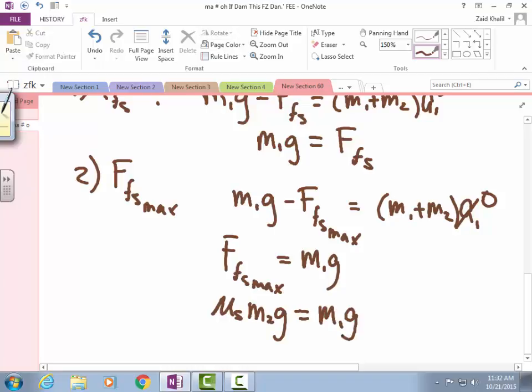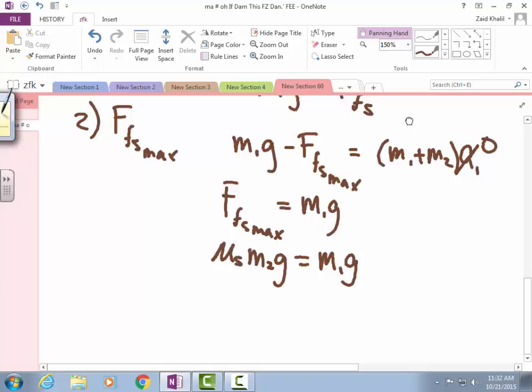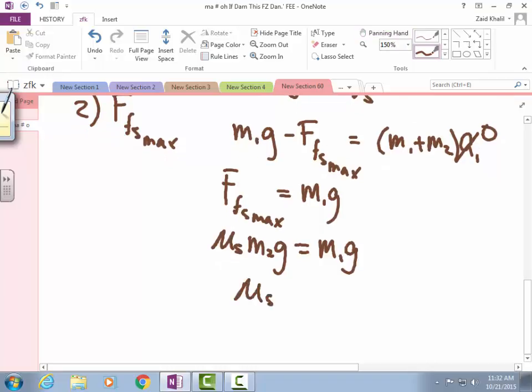So what does this give us? This gives us a means of measuring the coefficient of static friction. This is now a new means of measuring the coefficient of static friction. Notice it's equal to M1G over M2G, which is M1 over M2.